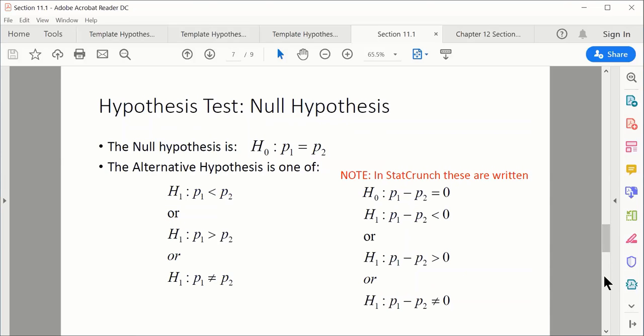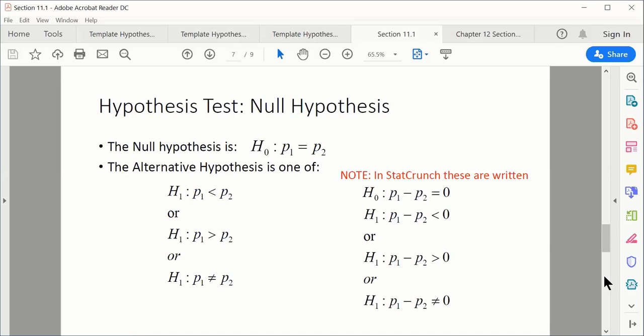So the null hypothesis will say that the two proportions are the same. The alternative is either going to be P1 is less than P2, or P1 is greater than P2, or P1 is not equal to P2. So looking at the two proportions from the two populations, the null is that they're the same. The alternative is the first is less than the second, or the first is greater than the second, and finally they're just not equal. We don't know which is which.